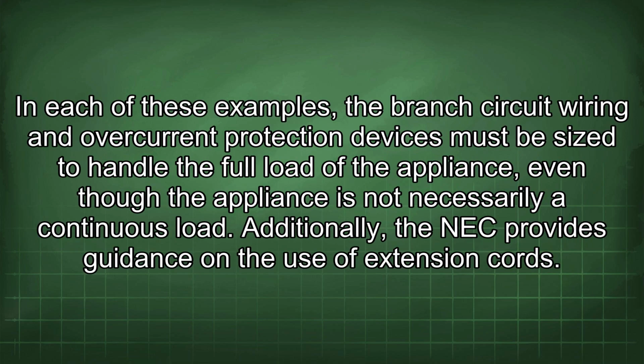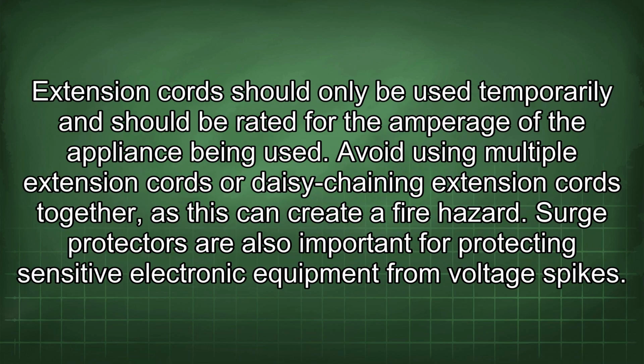In each of these examples, the branch circuit wiring and overcurrent protection devices must be sized to handle the full load of the appliance, even though the appliance is not necessarily a continuous load. Additionally, the NEC provides guidance on the use of extension cords. Extension cords should only be used temporarily and should be rated for the amperage of the appliance being used. Avoid using multiple extension cords or daisy chaining extension cords together, as this can create a fire hazard.